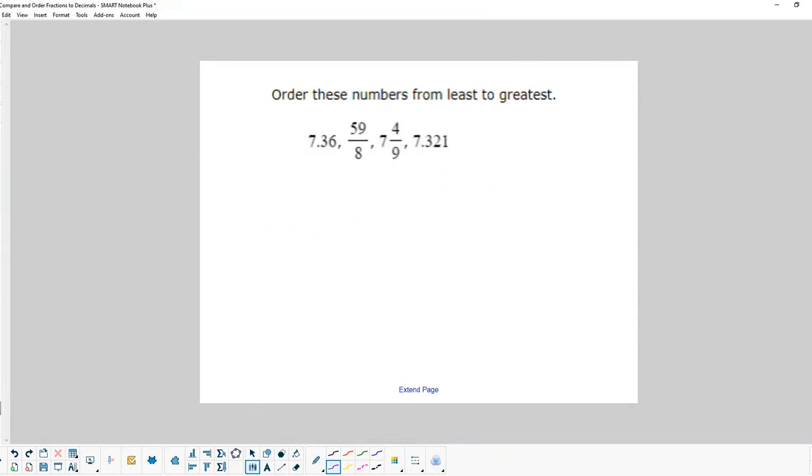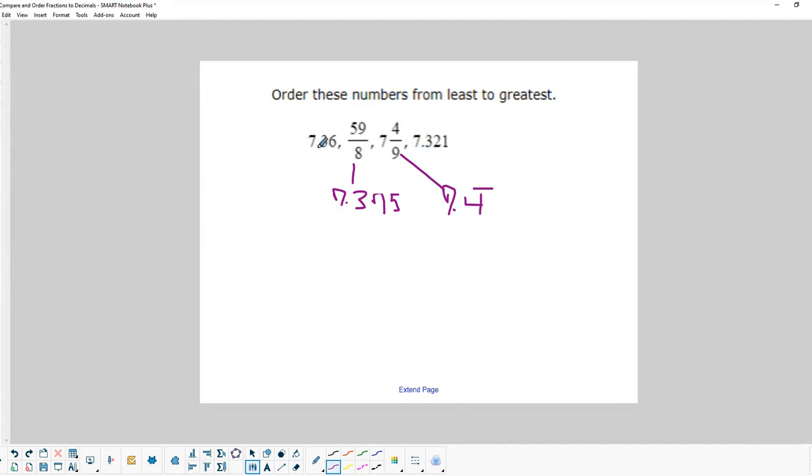Okay, we got a couple more here. Let's see, how many more examples do we have? This is our last example, so we better make it good. So 59 divided by 8 is 7.375. This other number is 7.4, and the 4 repeats.